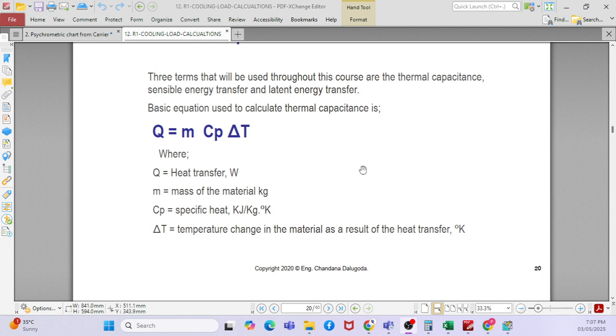Say, for example, when you see the thermal resistance, what is the temperature outside and what is the temperature inside, and what is the difference? That is the delta T.